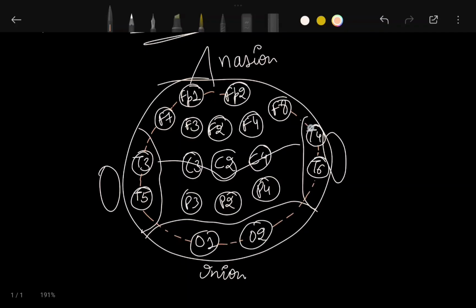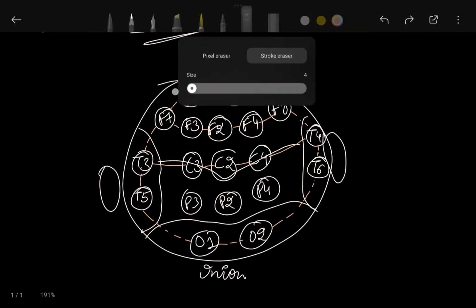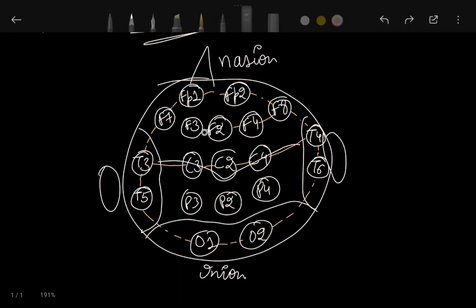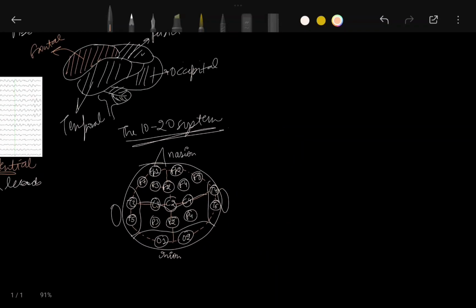What we are going to see is a pattern something like this: a circular pattern with the cross in between. This is just to remember. Okay, T3, C3, F3, and so on, done. This is the 10-20 system of tracing the leads for EEG.